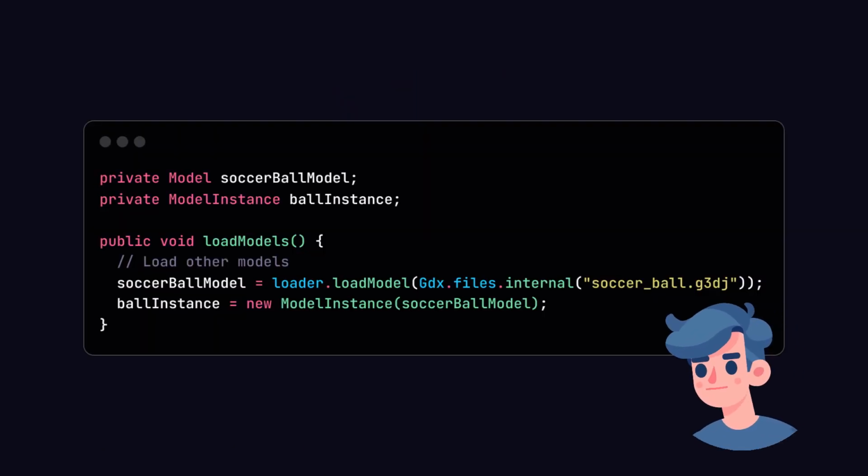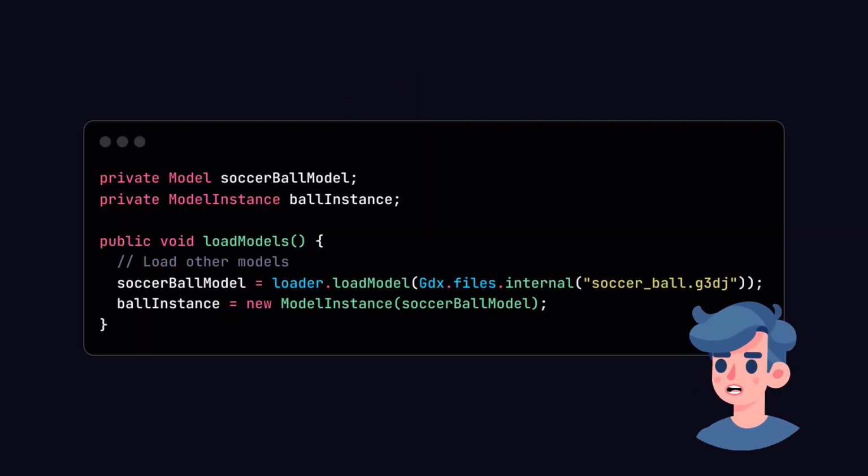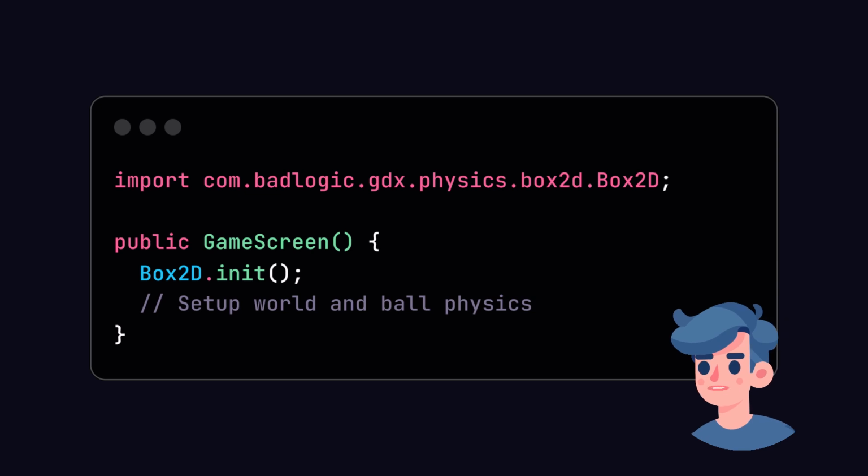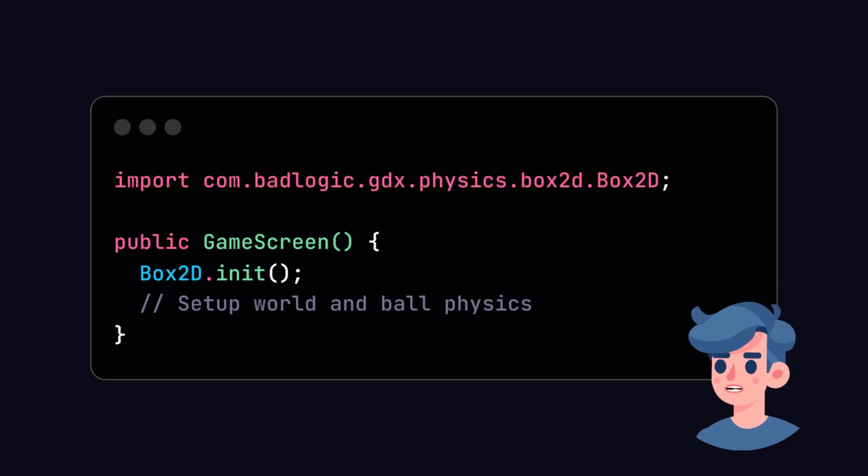Next, let's implement ball mechanics. We'll create a new model for the soccer ball and handle the ball's physics. Load the ball model similarly as we've done for players and the field. Now, let's implement basic physics for the soccer ball. libgdx has a Box2D extension that allows us to manage physics simulations easily.